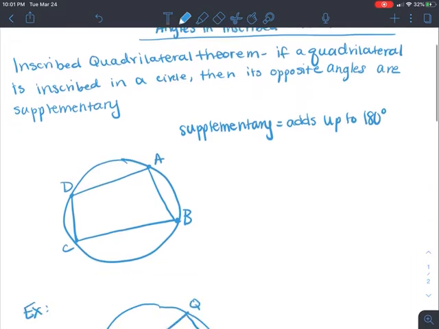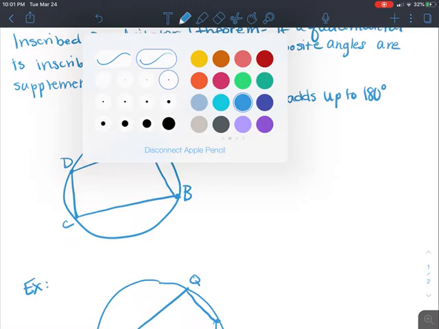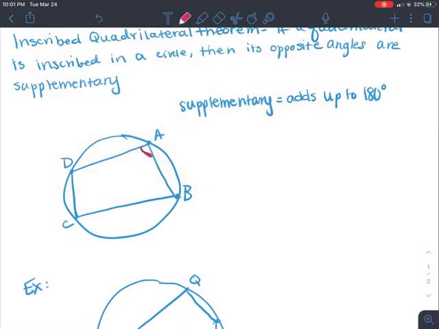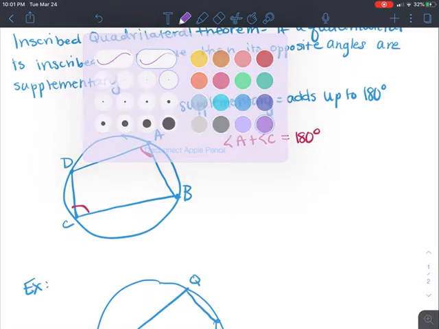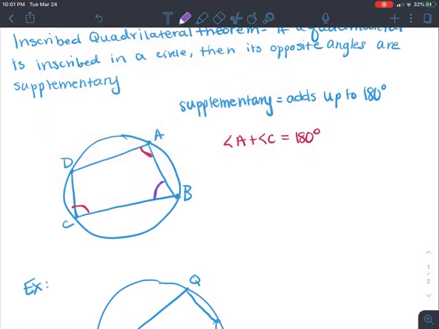So I will, in different colors, label them. Angle A and angle C here are opposite angles, so angle A plus angle C equals 180 degrees. And angle B and angle D add up to 180 degrees as well. These are the opposite angles that we're talking about in this theorem, and this is true for all quadrilaterals that are inscribed in a circle.